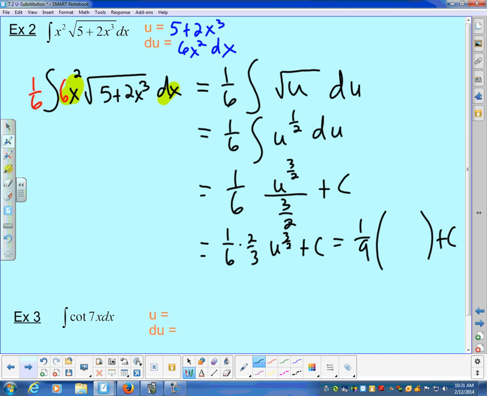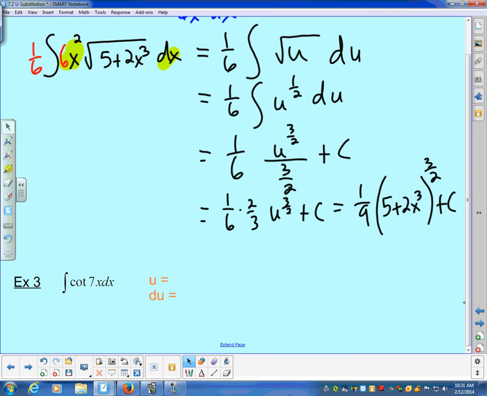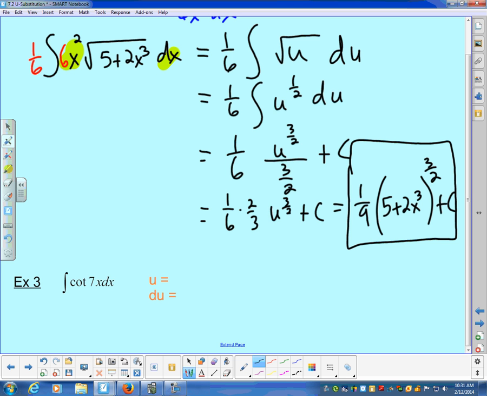And what am I going to replace u with? Looks like the 5 plus 2x cubed. So you can go ahead and replace u with what u was equal to up there. Okay, so the final answer is right here: 1/9 (5 plus 2x cubed) to the 3/2 plus c. That's actually one of the more difficult ones in this set.